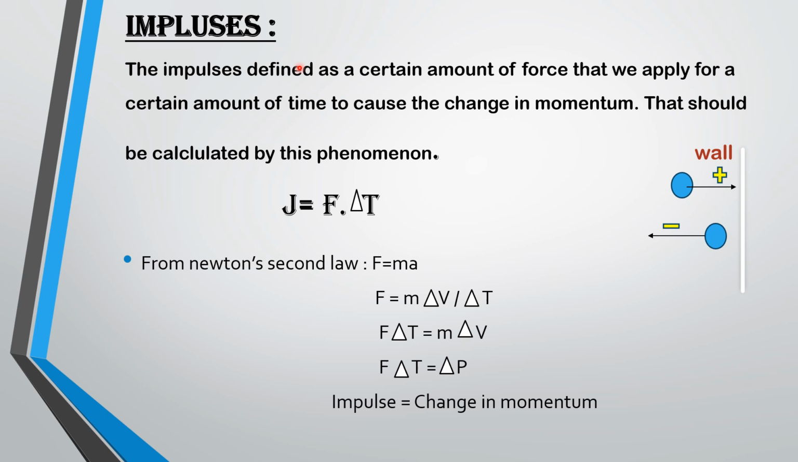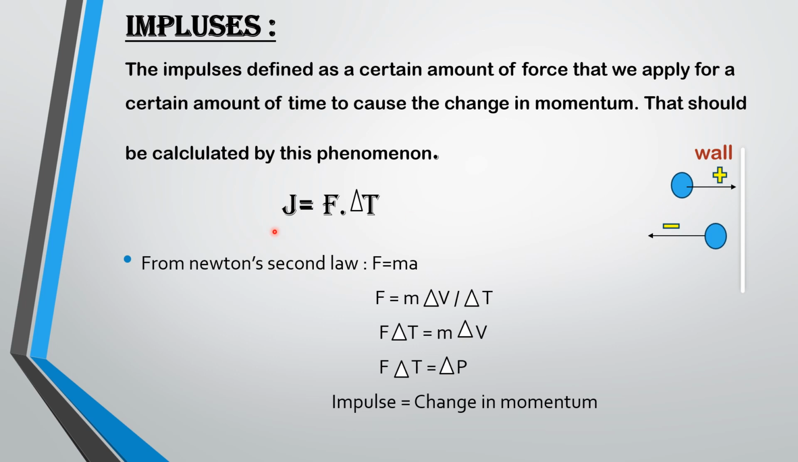Okay, so it is a certain amount of force that we apply for a certain amount of time to cause the change in momentum. So we have to calculate it using impulse, to know how much velocity and how much time interval is taken by the ball to hit the wall and come back to its position.